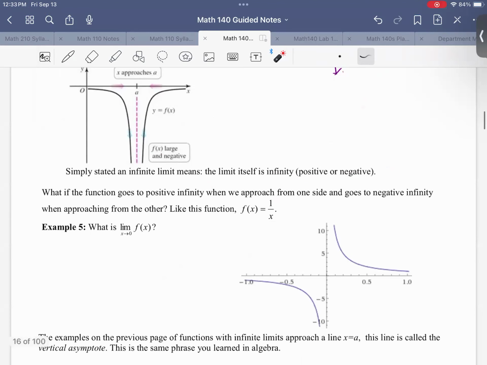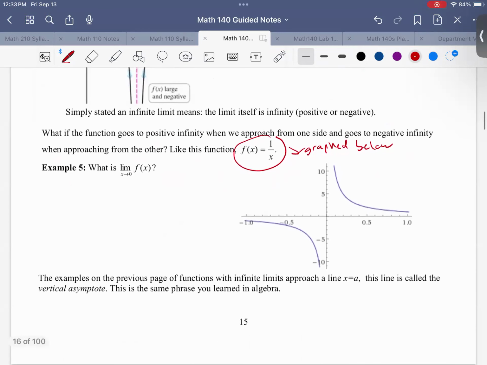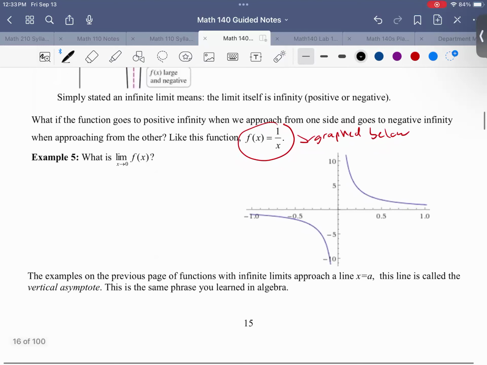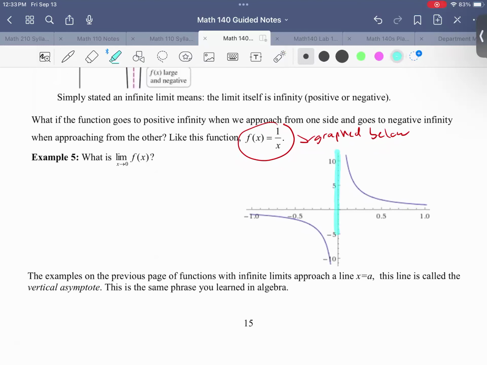So this is kind of a question talking about left and right side limits, but what if the function goes to positive infinity from one side and goes to negative infinity when approaching from the other? Like this specific function here, 1 over x, that's graphed below. Okay, so what actually is the limit of this guy? Let's check this out piece by piece. So we want to find a limit at 0, right? So let's go ahead and check out the left and right side limits.